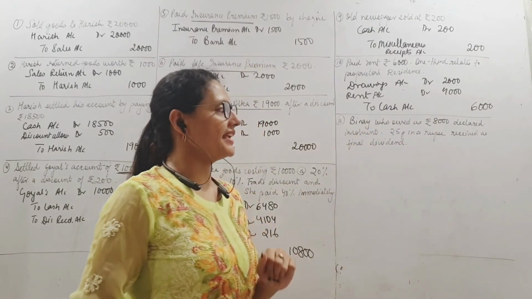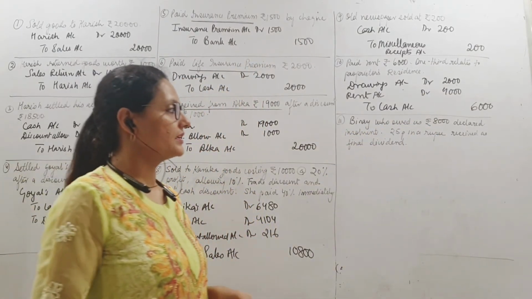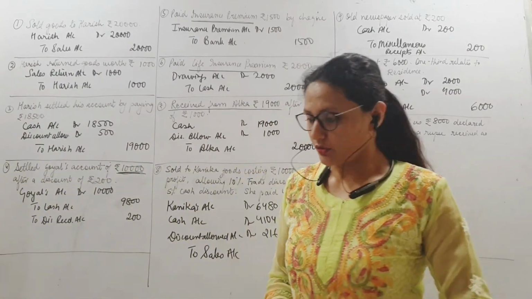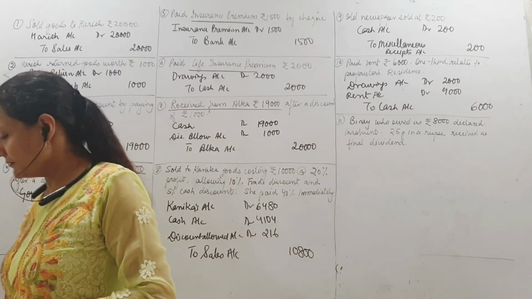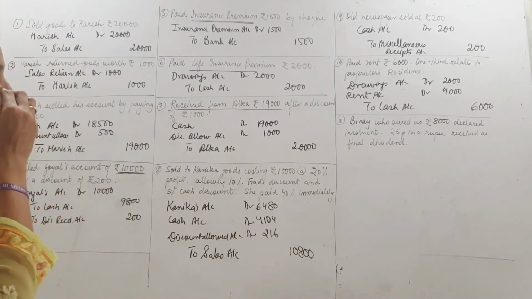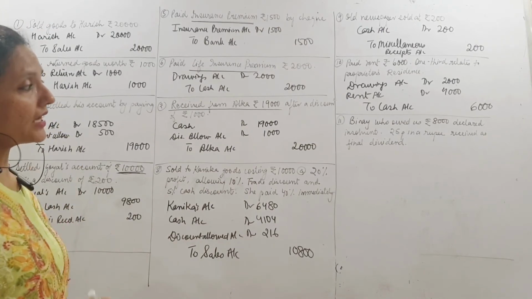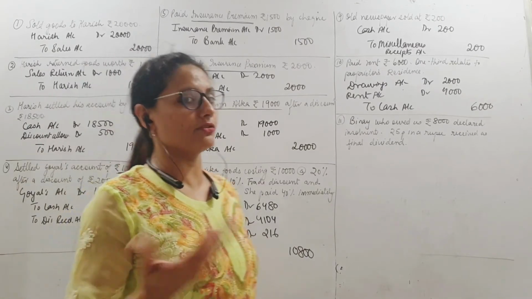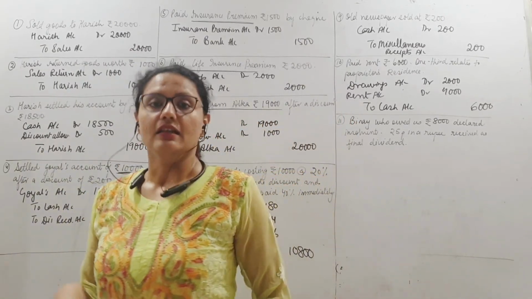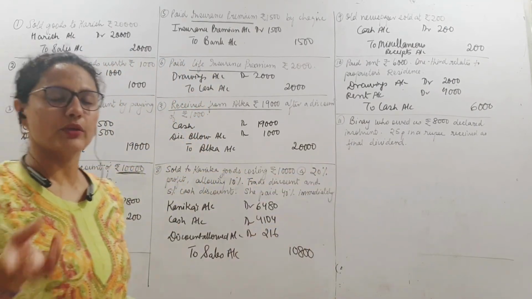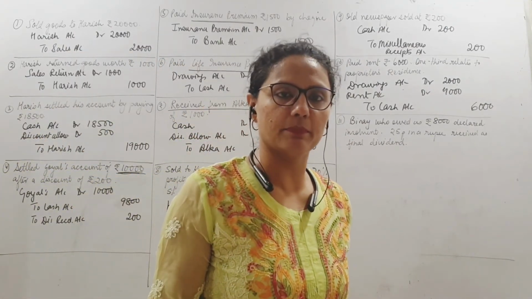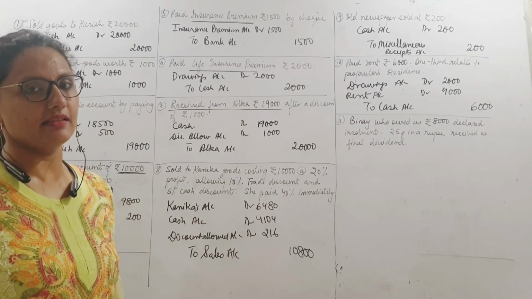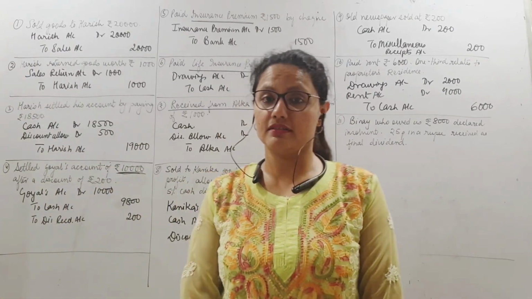Binay, who owed us 8,000, declared insolvent. 25 paisa in a rupee received as final dividend. Okay, very sad. So Binay, who owed us, meaning he was a debtor. How much did he owe us? 8,000. Now if he is declared insolvent, of course he is not in a position to pay us. Still, we have received 25 paise in a rupee. How many paise in a rupee? 100 paise, meaning 25%. In other words, 25% of this we have received. Remaining that we have not received, what is it?